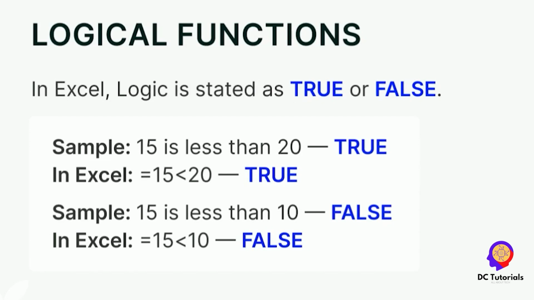But first, we have to understand how logic is stated in Excel. In Excel, it is stated as true or false. For example, we say 15 is less than 20. We know that that is true. So we have a formula on how to write that in Excel. As well as when we say 15 is less than 10, which we know is false. There is also a way to write that in Excel, and the value would be true or false. Let's try this in Excel.